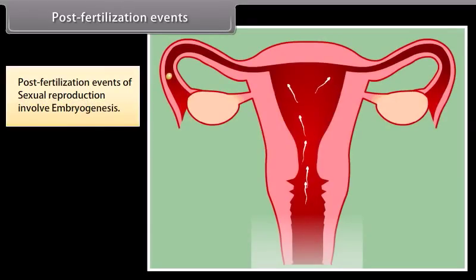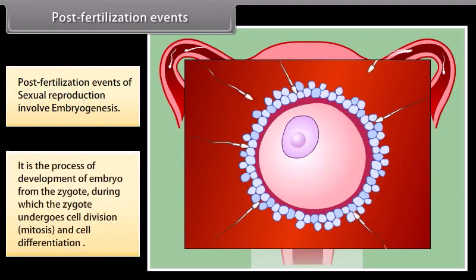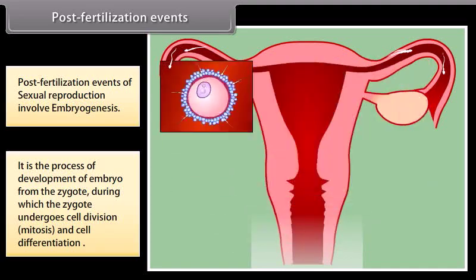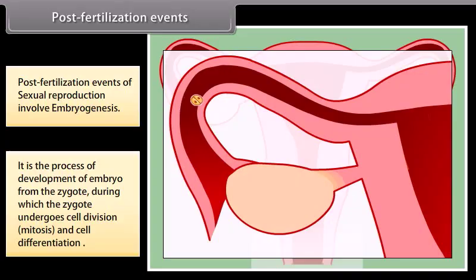Post-fertilization events. Post-fertilization events of sexual reproduction involve embryogenesis. It is the process of development of embryo from the zygote, during which the zygote undergoes cell division, mitosis, and cell differentiation as shown in the diagram.